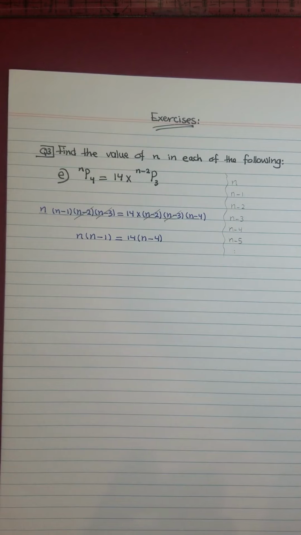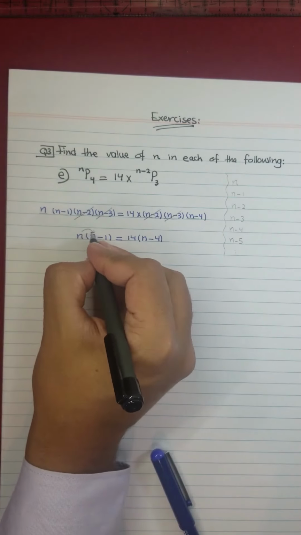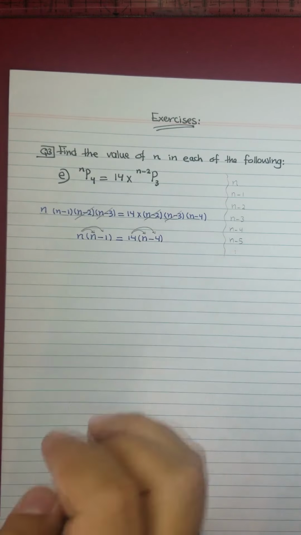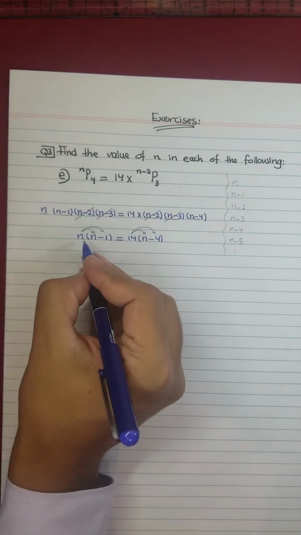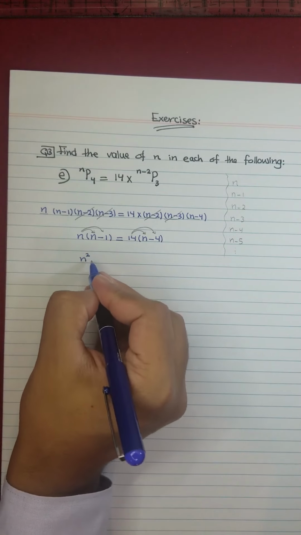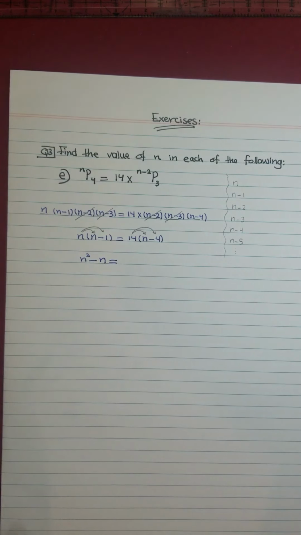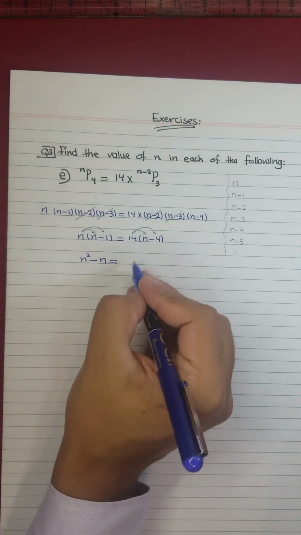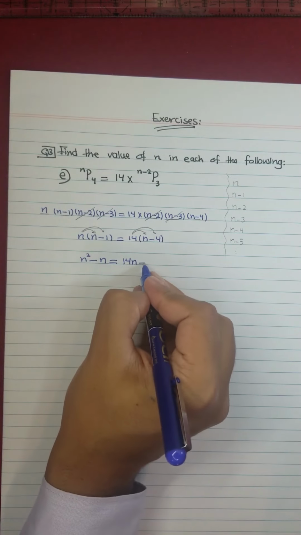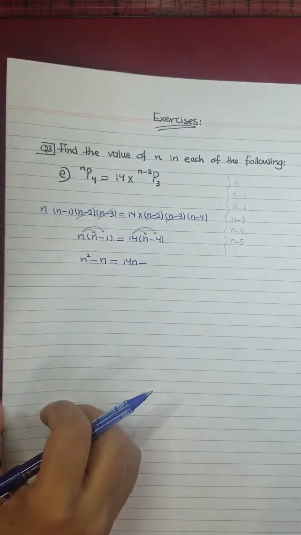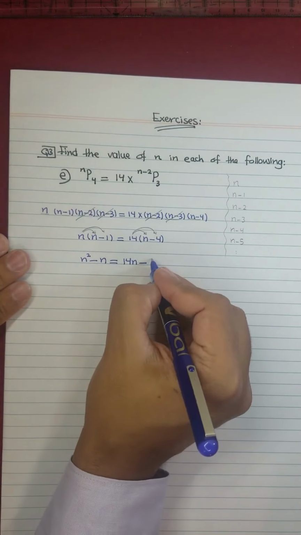Okay. What can we do now? We can simply open the brackets. So we multiply n into n and n into 1. We multiply 14 into n and 14 into negative 4. Let's do that. n times n is n squared, minus n times 1 is n, equals, on the other side we have 14 times n is 14n, minus 14 times 4. Well, this is going to be 56.